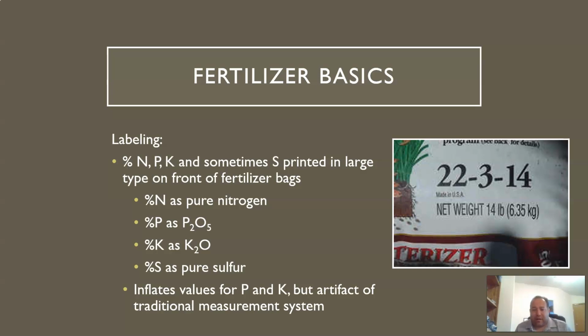Sometimes you'll get the S as well there on the front of the bag. The nitrogen is usually pure nitrogen. The phosphorus comes as phosphate, and the potassium is potash. And the percent sulfur, if they've got sulfur on there, is pure sulfur. And that's kind of the basics of it. It's not super complicated. Now, what gets complicated is when you have to apply this into calculations, and that's what you're working on in lab this week. But hopefully you don't find that to be too difficult.